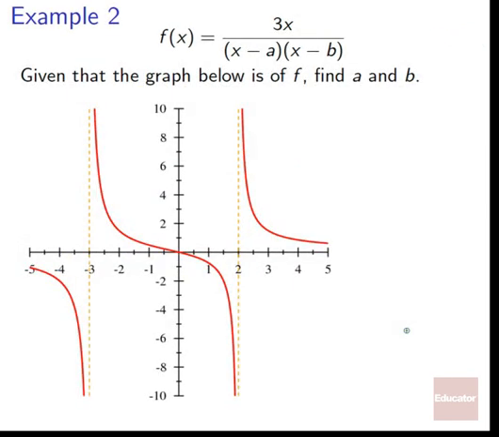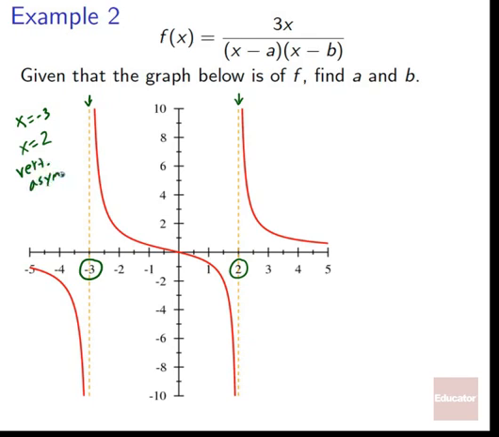Second example. Given that the graph below is of f, our function, find a and b. If our function f is 3x divided by quantity x minus a times quantity x minus b, we notice first off that we've got a vertical asymptote here and a vertical asymptote here off of this graph. One of our vertical asymptotes happens at negative 3, the other one happens at positive 2. So x equals negative 3, x equals positive 2, we've got vertical asymptotes.